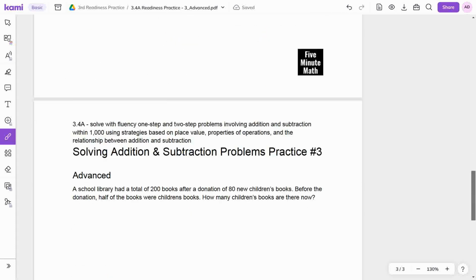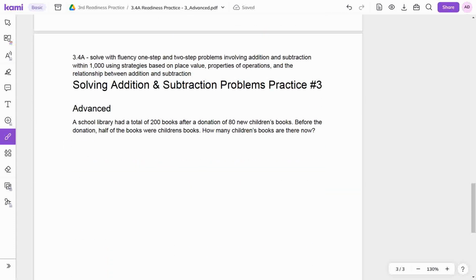All right, so for our third problem, we have a school library. They had a total of 200 books after a donation of 80 new children's books. Before the donation, half the books were children's books. How many children's books are there now? All right, so we have a school library had a total. So let's just start with that total. Let's visualize that right there, okay? So that's 200.